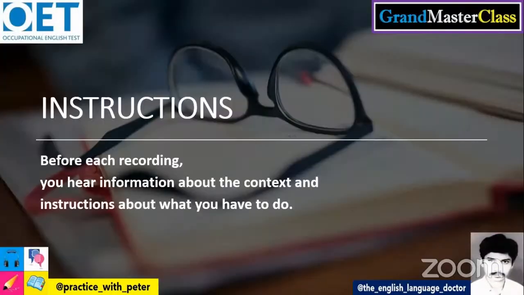Instructions. Before each recording, you hear information about the context and instructions about what you have to do. Before the recording of the whole test, he will tell you everything. Before starting part A, he will tell about part A. Before starting extract 1, he will tell about extract 1, such as: you now hear a physiotherapist talking to a patient named Clara Jones. He will tell you who is talking, to whom, and what about, and who is the patient and who is the professional, before the recording starts. You have to listen to that. After that, you hear the instructions about what you have to do, such as filling in the blanks, or selecting the correct answer and shading the circle in black. These are called instructions.